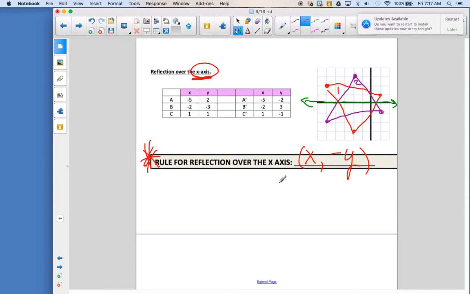For the rule for reflection across the x-axis, with the line of symmetry being the x-axis, x stays the same, y goes to the opposite. So if it's negative, it becomes positive. If it's positive, it becomes negative, just like in point C. 1 became negative 1, and in A, 2 became negative 2.